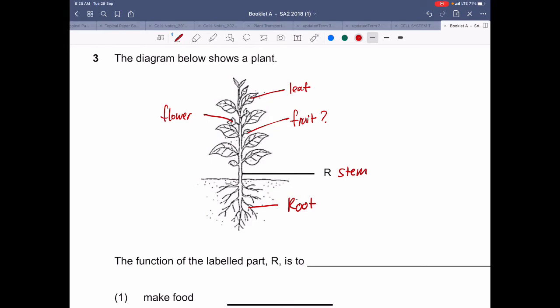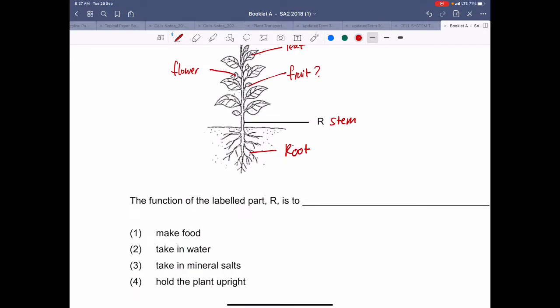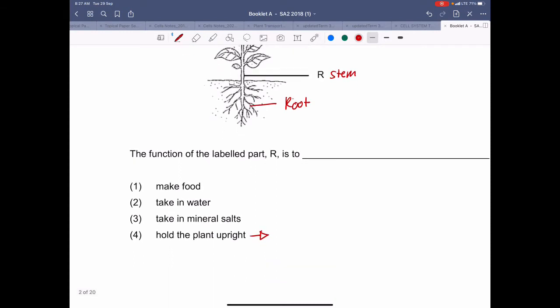Okay? So in this case, R is definitely the stem. The function of R is to basically hold the plant upright. Why do you want to hold the plant upright? Okay, so R is the stem, like what I told you. So the stem holds the plant upright to help the plant absorb the maximum amount of sunlight or amount of light.